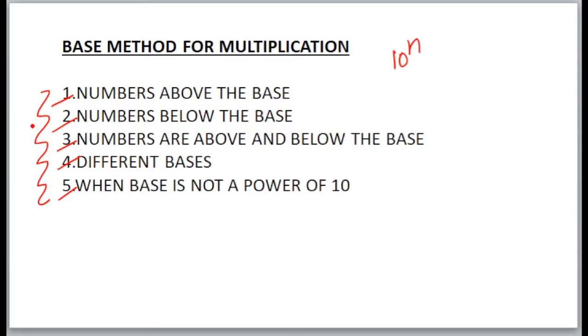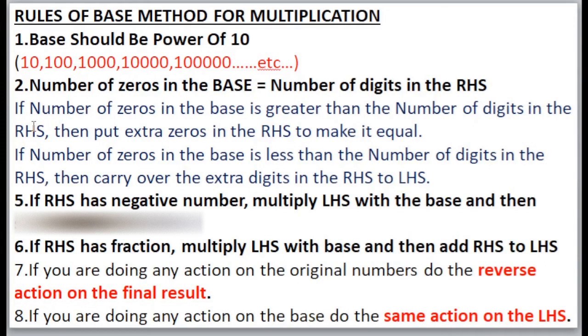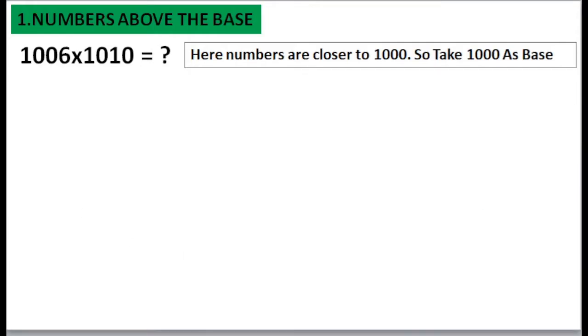Before that, please have a look at the rules for these methods. I will tell you these rules in detail when we work out the examples. So our first method is numbers above base.